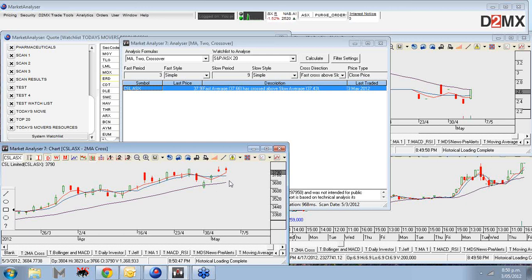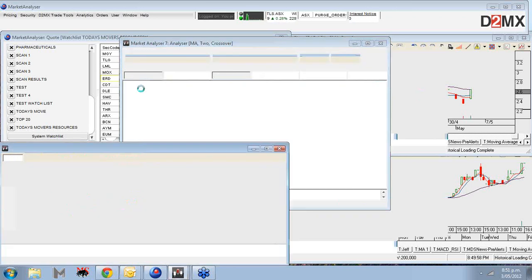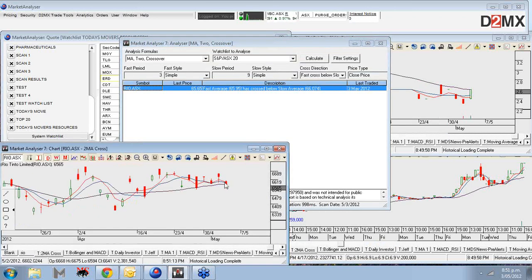And we can see we've got some moving averages on here. They're not 3 and 9, but there has been a cross up in the averages. We could also look at the other way, fast crossing below the slow, and run the scan there, and Rio crossed down today. So double click on Rio, and there's Rio. We've got a cross down in the moving averages on Rio today.